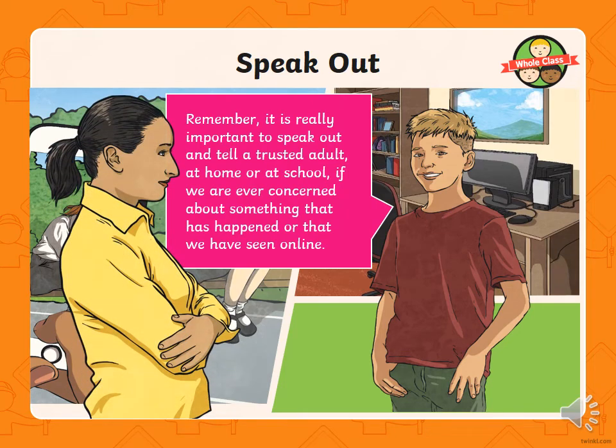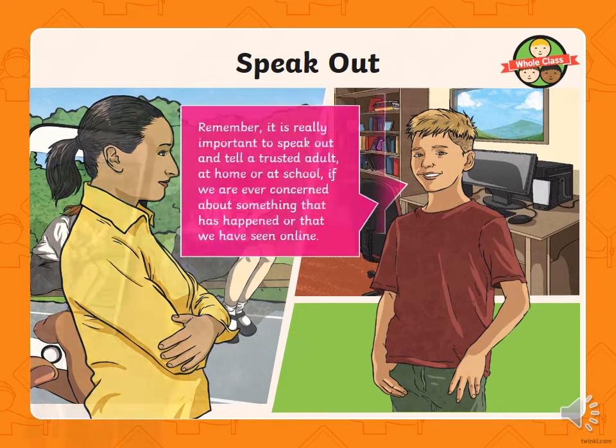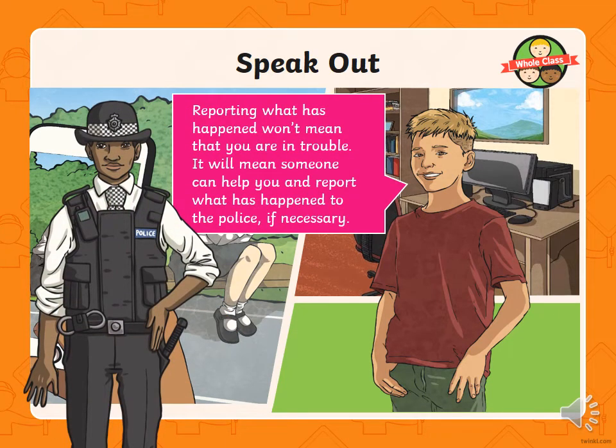Speak out. Remember, it is very important to speak out and tell a trusted adult at home or at school if we are ever concerned about something that has happened or that we've seen online. Reporting what has happened won't mean that you're in trouble. It will mean someone can help you and report what has happened to the police if necessary.